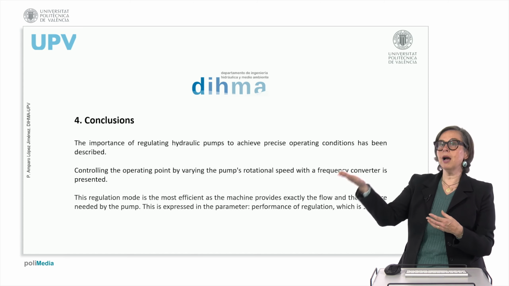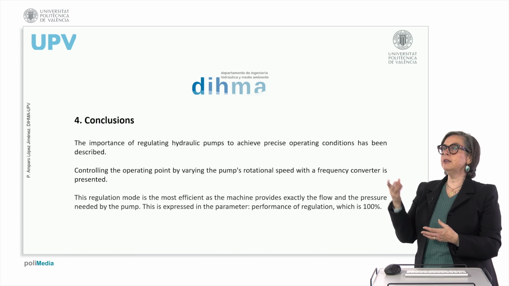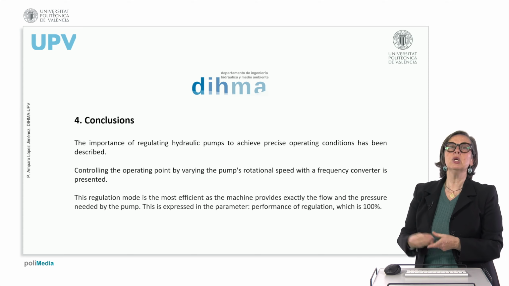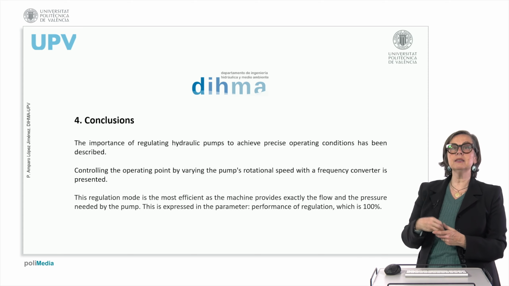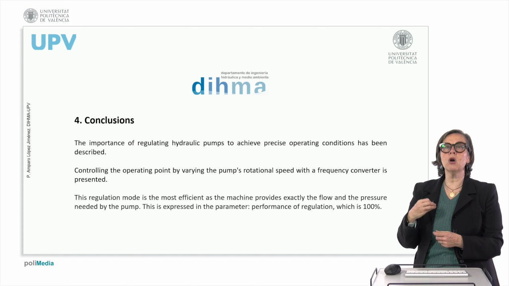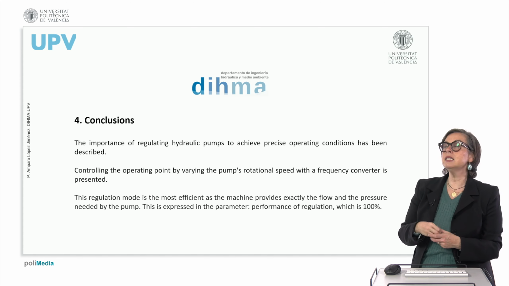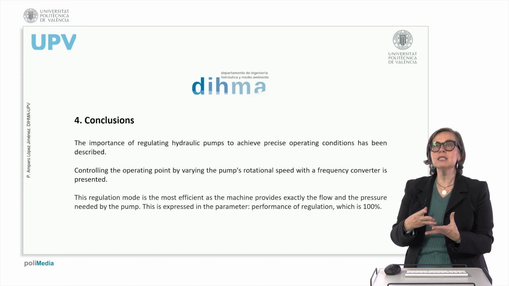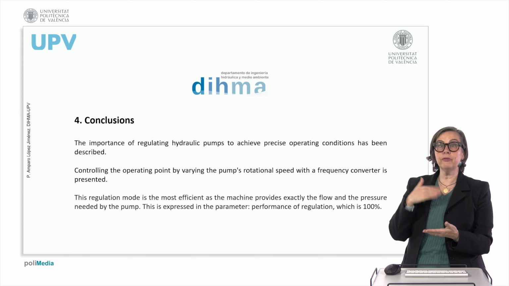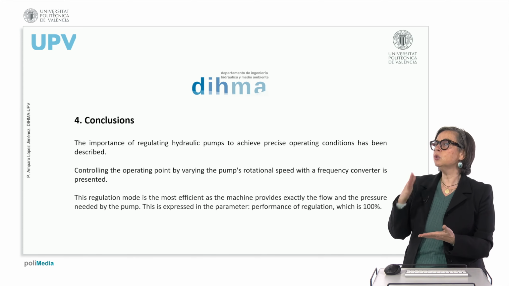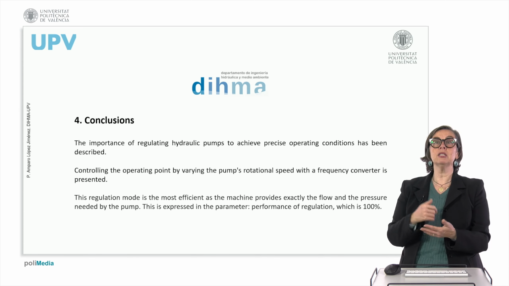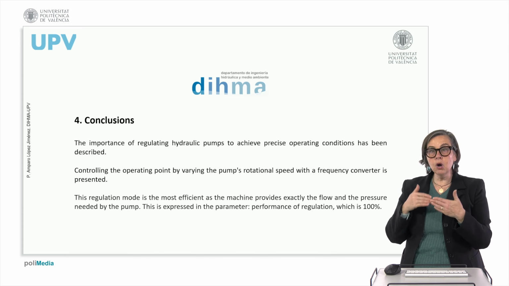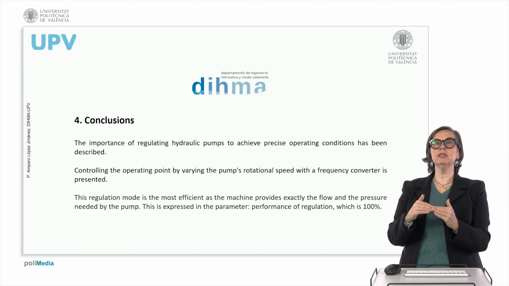So we spoke about the importance of regulating the hydraulic pump operating point, and in this case, we consider varying the pump's rotational speed to control the characteristic curve of the pump. When we do this, this is the best way to achieve a required flow and pressure because we have the best performance of regulation because we use the minimum energy to go exactly to the set point curve that we need.